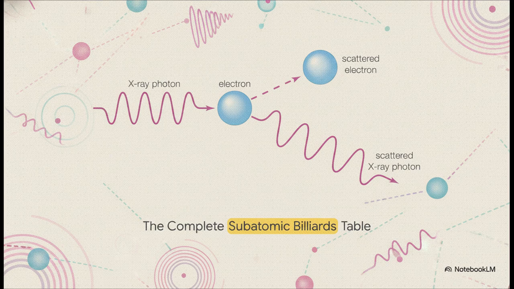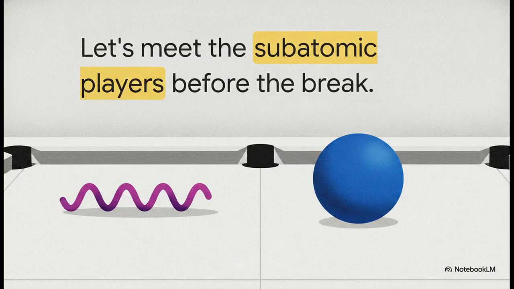Now, I know it might look a little bit abstract right now. We've got wavy lines, solid spheres, dashed arrows all over the place, but don't worry about it. By the end of this explainer, you're going to be reading this thing like a professional physicist. You'll understand every single bounce and trajectory. All right, let's kick things off with Phase 1, the subatomic players.